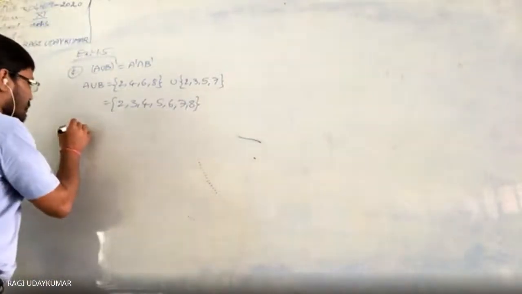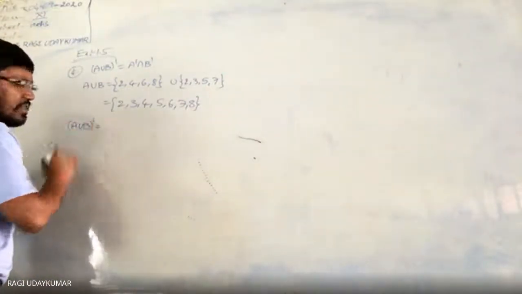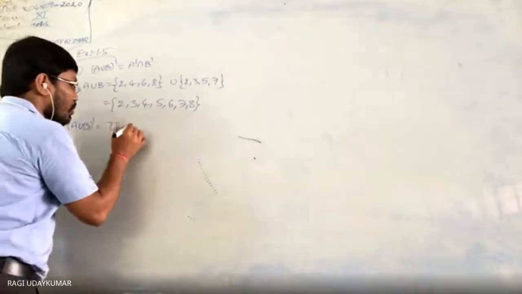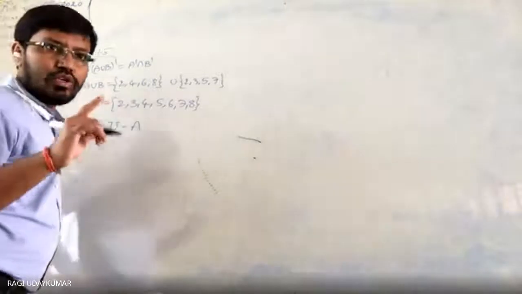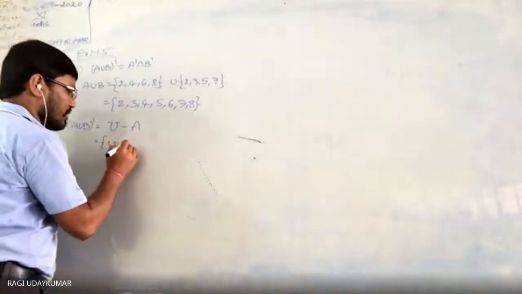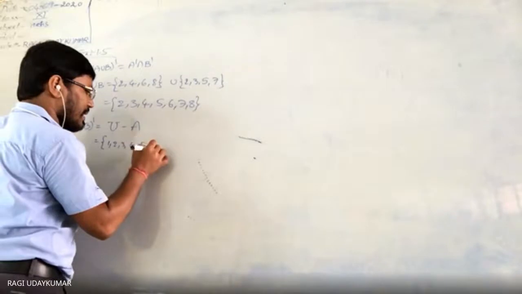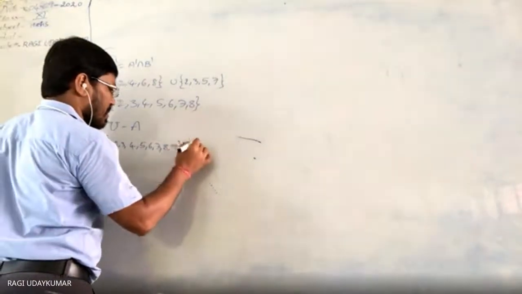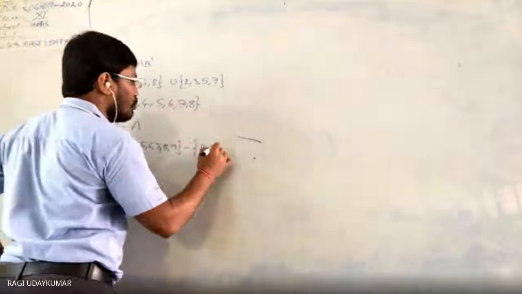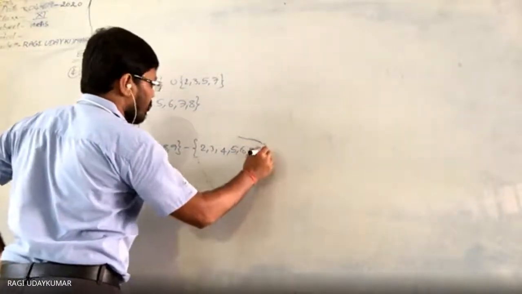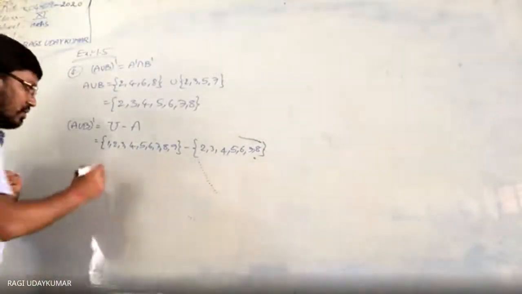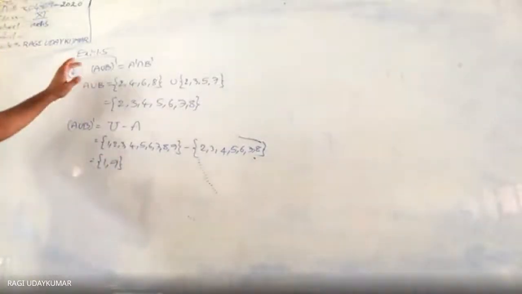And you need the complement. A union B whole complement is equal to U minus A union B. The universal set is 1 to 9: 1, 2, 3, 4, 5, 6, 7, 8, 9, minus the set 2, 3, 4, 5, 6, 7, 8. So what do you get here? You are going to get 1 and 9. This is the left hand side.